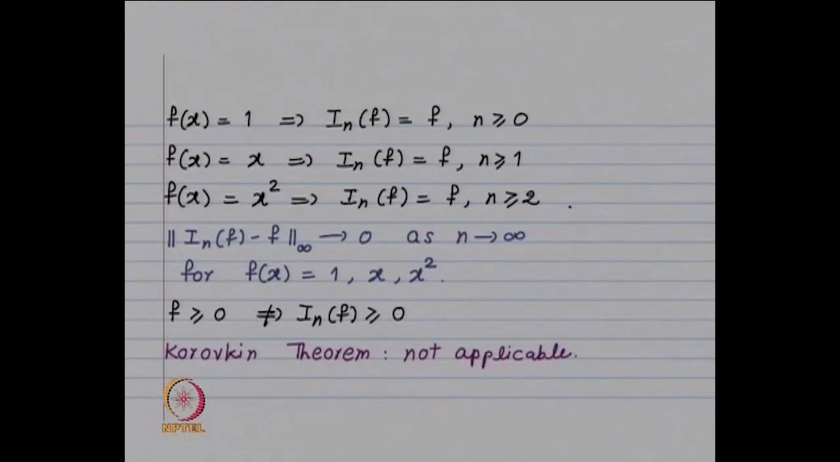Now, recall Korovkin theorem. In the Korovkin theorem, it was that if you have a sequence of maps which are linear and which are positive, such that there is convergence for the three functions 1, x and x square, in that case, there is going to be convergence for all continuous functions. In fact, when we wanted to show that the Bernstein polynomials converge to f in the infinity norm, it is Korovkin theorem which we have used. Now, we have a new map I n, which is linear, which converges for the three functions 1, x, x square, but it is not going to be positive.